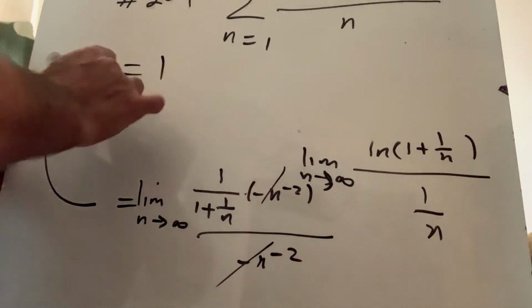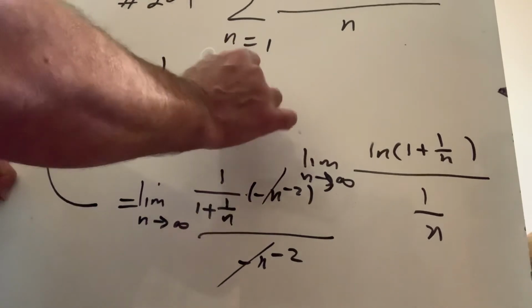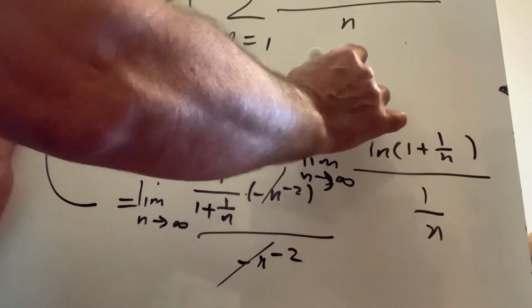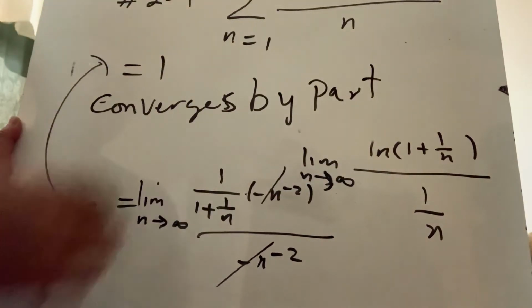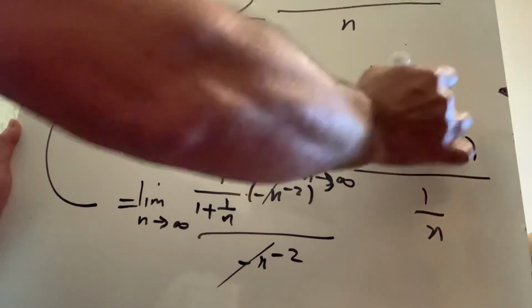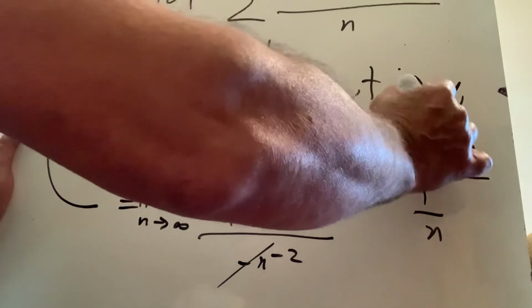And so now we can say this series converges by, and this one is going to be part 1. So I'll let you go back and look in your book about the different parts of the limit comparison test if you haven't learned them by now. So this will be by part 1 of, again, the limit comparison test, okay?